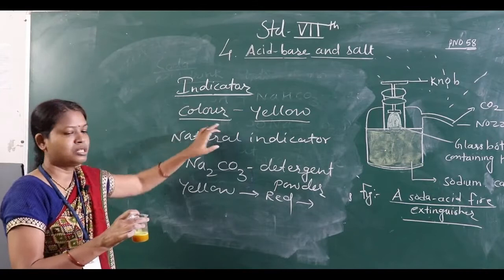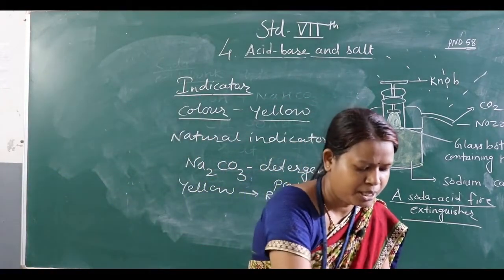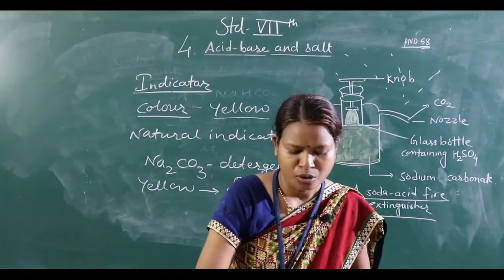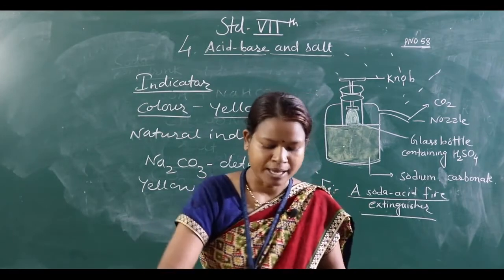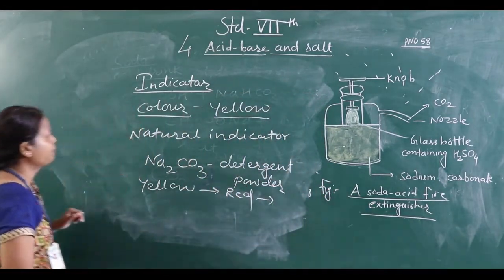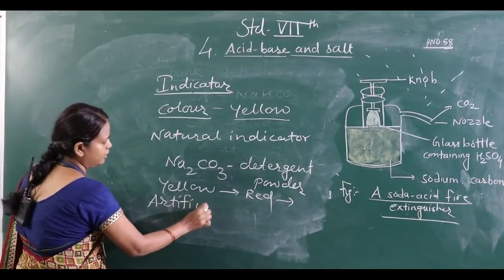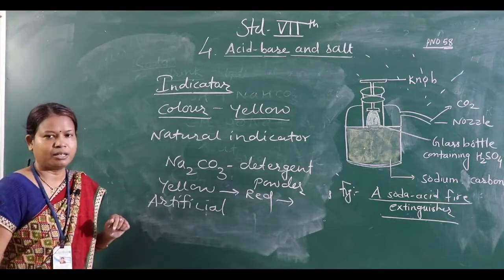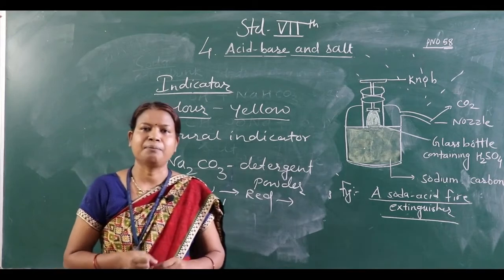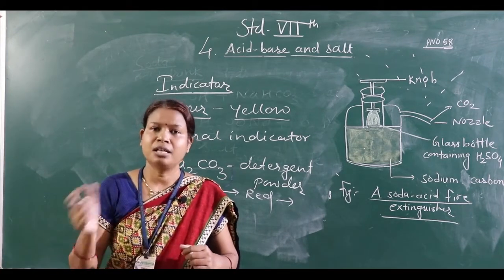This indicator shows whether the given substance is acid or base. Now these powders are available here. How will you identify whether these powders are acid or base? We can easily judge by using this natural indicator, as well as in our science lab another indicator, that is artificial indicator, is also available. In our book some examples are given, like phenolphthalein and methyl orange indicators. These are the indicators which show the color change.